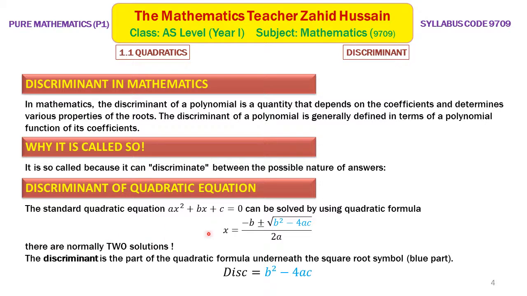There are normally two solutions of the quadratic equation. So this discriminant is the part of the quadratic expression underneath the square root symbol. So this expression which is underneath the square root symbol, b square minus 4ac, is called the discriminant of this expression or equation. Discriminant we can write D is equal to b square minus 4ac. This expression is called discriminant.